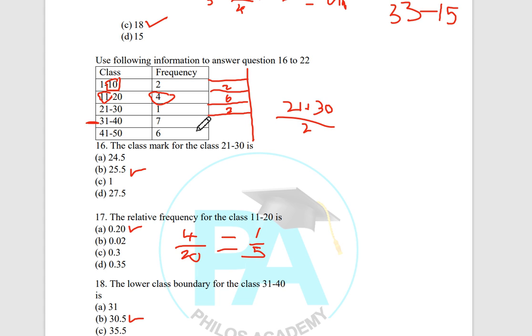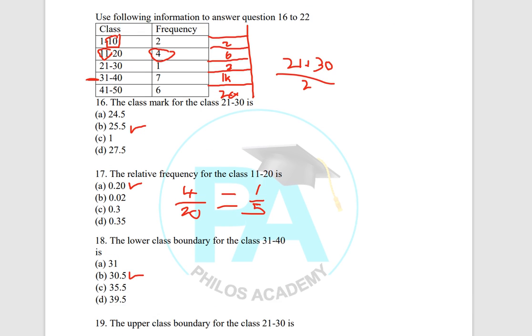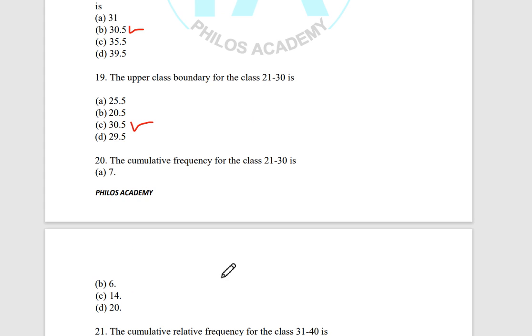For the fourth class, you add from the beginning: 2 plus 4 plus 1 plus 7 gives you 14, right? For the last class, you add from the beginning to the last: 2 plus 4 plus 1 plus 7 plus 6 gives you 20. Make sure the last cumulative frequency is the same as your total frequency. But the question is asking for the cumulative frequency of the class 21 to 30. So the answer is 7. So the answer is A, 7.